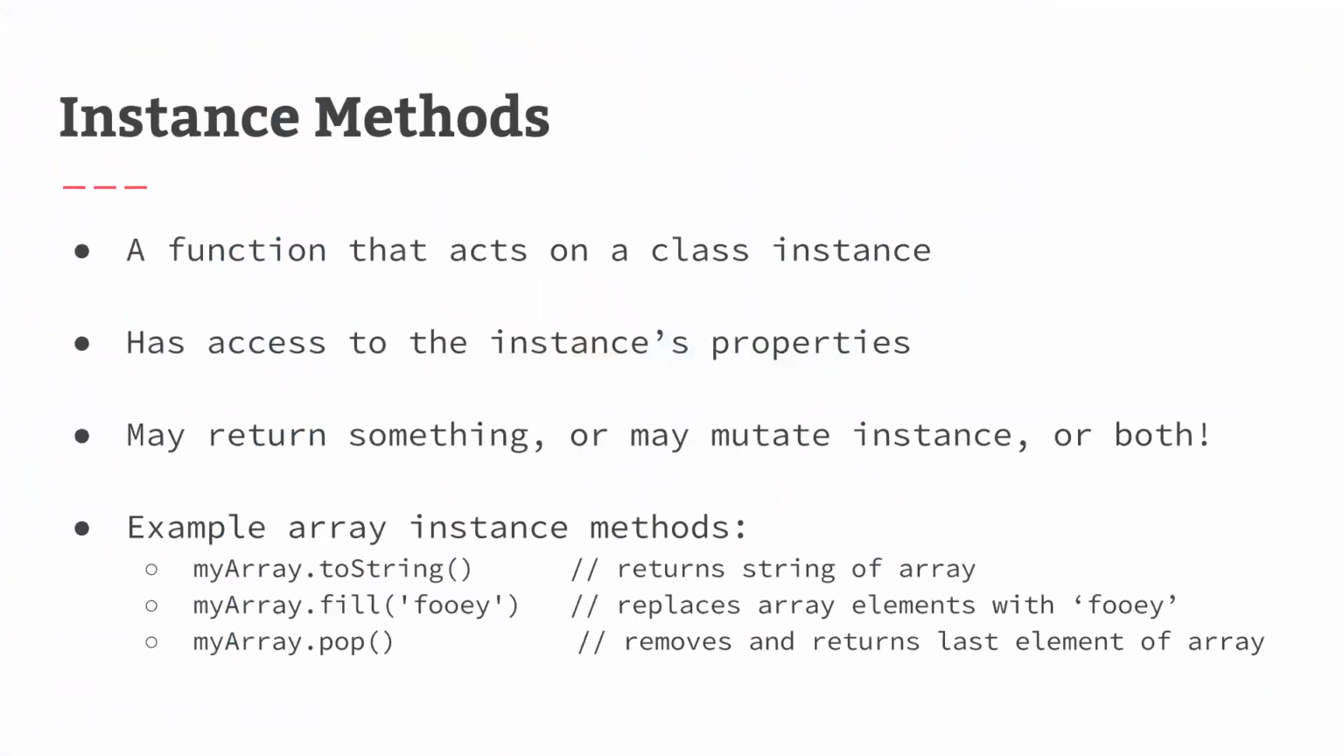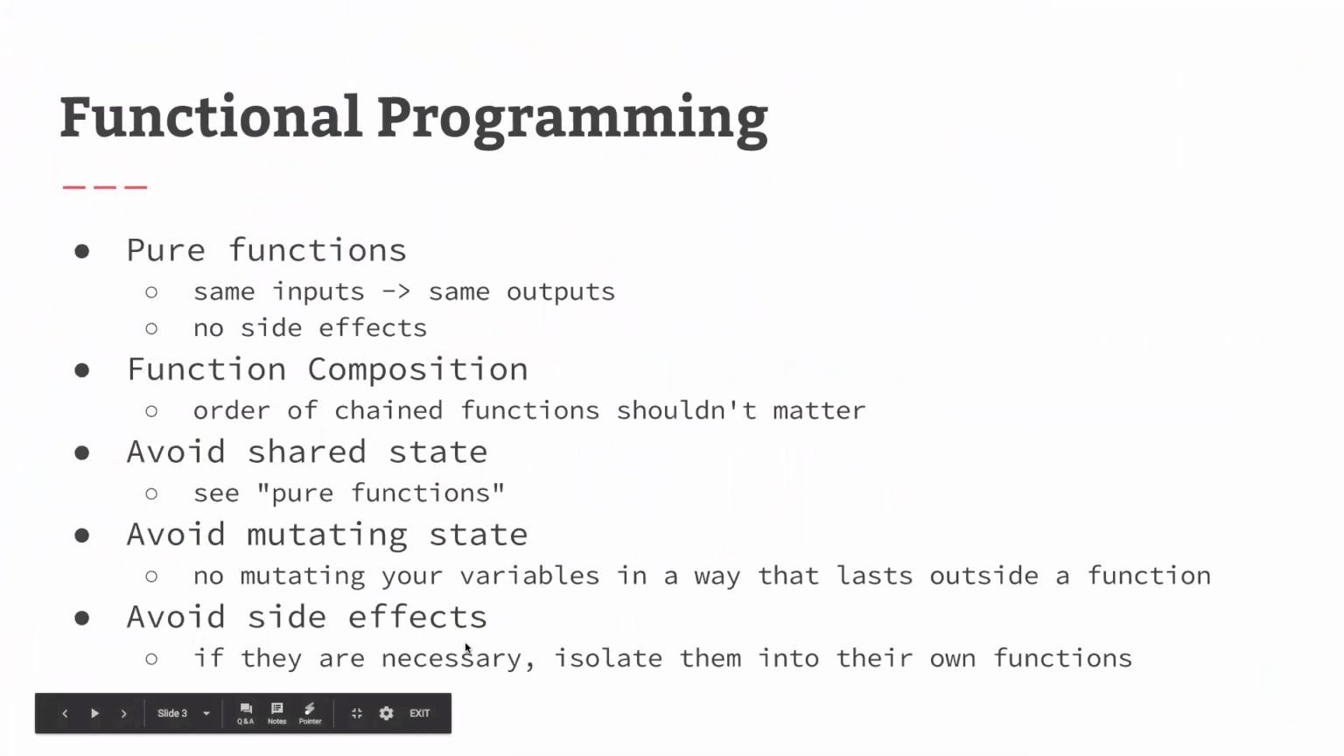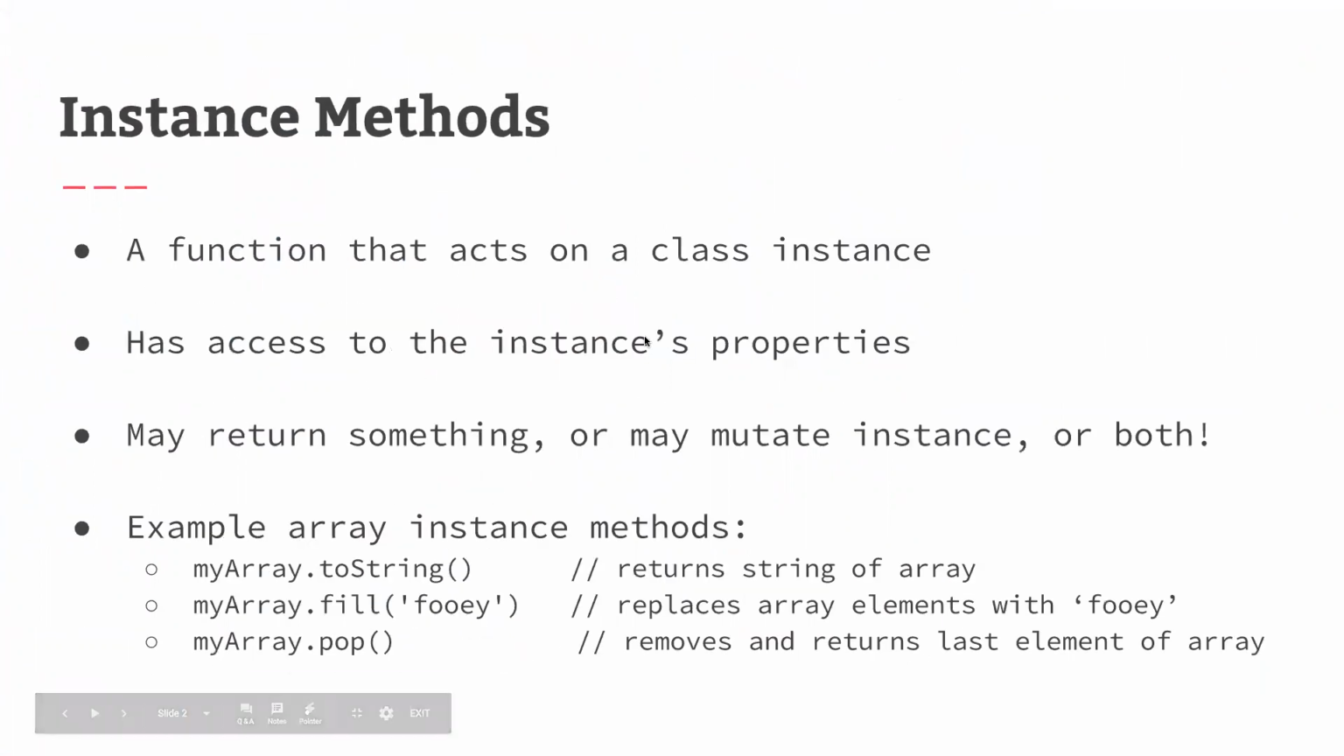If we look at the pop method, it knows what the last element of the array is, and it will remove it and return it to you. So it's important that these methods be able to access what's going on inside the array. They may return something, or they also might mutate the instance.